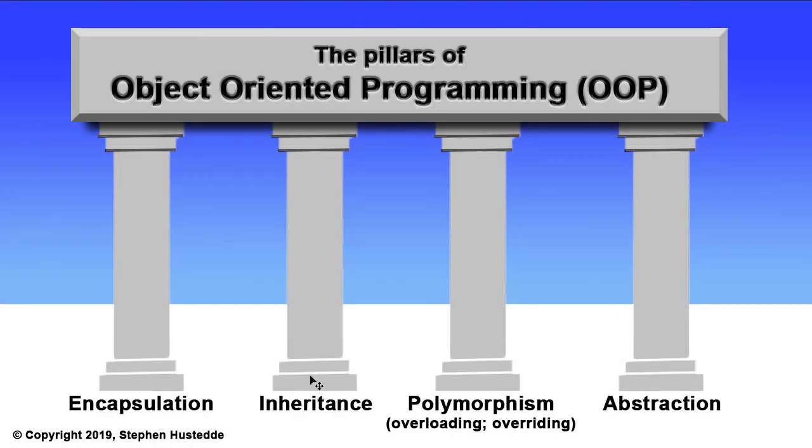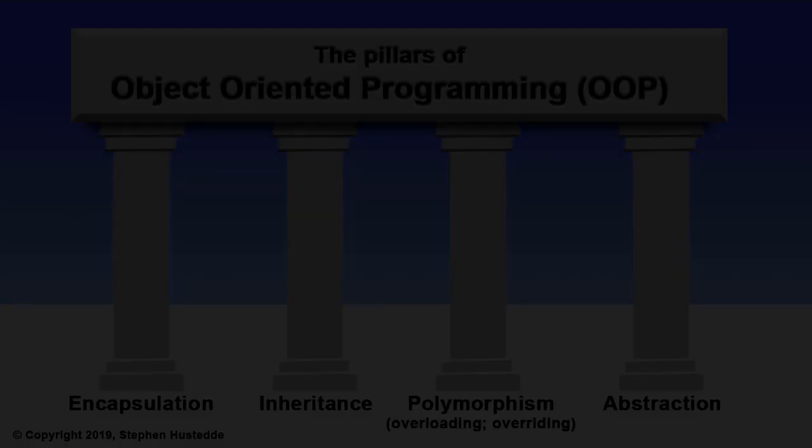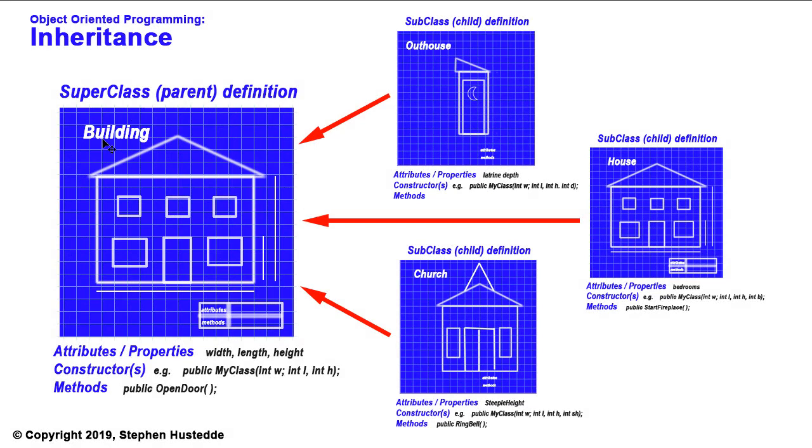The next pillar we want to look at is the inheritance pillar. So here we create a class which would be a superclass. So I create a class called building. It has some properties or attributes of width, length, and height, and it has a constructor where I'm going to pass it the width, length, and height, and it would create an instance of building. And maybe it has some methods like open the door. But I can have inherited subclasses that are built on this superclass.